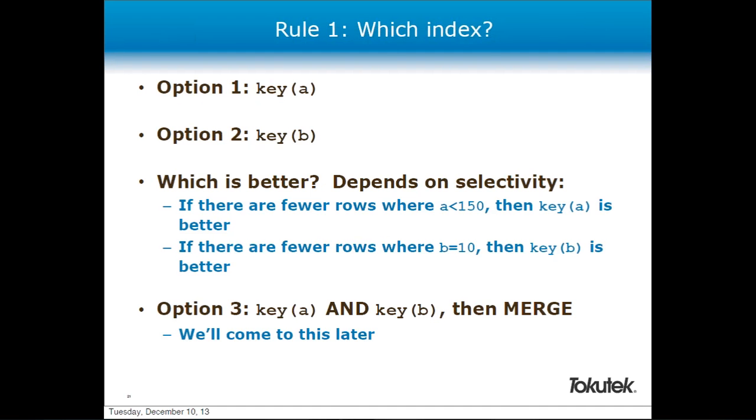And in fact, there's a third option: you can use the key of A and the key of B and then merge the results. I don't believe MongoDB has this. MySQL does have this. I'm going to come back and address this option later. So for now, let's just think of options 1 and 2.